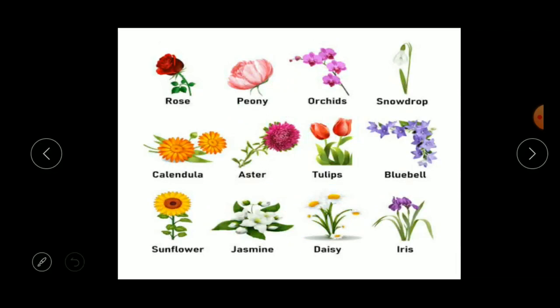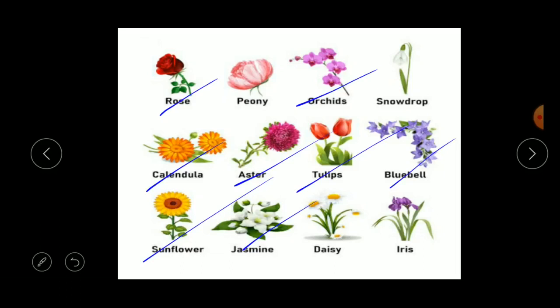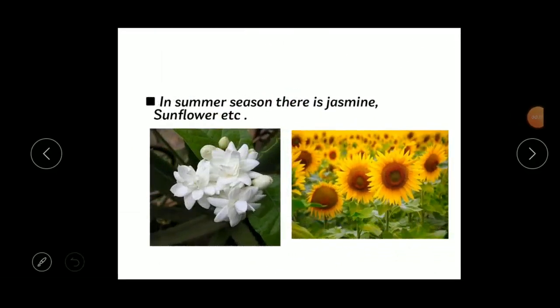Children, you might have seen a variety of flowers, right? Such as rose, orchid, snowdrop, bluebell, tulips, aster, sunflower, jasmine, daisy, iris, calendula, etc. We come across a variety of beautiful flowers in our day-to-day life, right? So we find a variety of flowers.